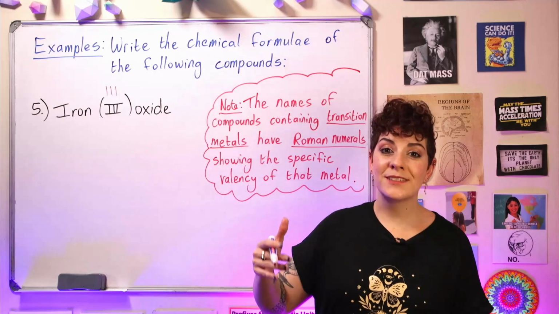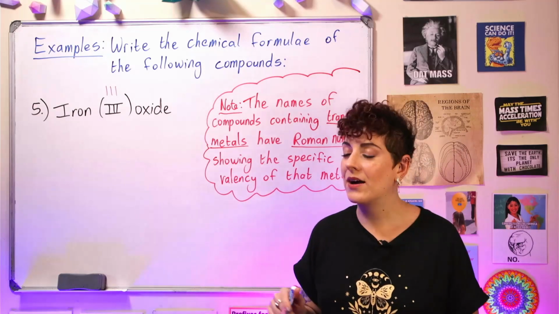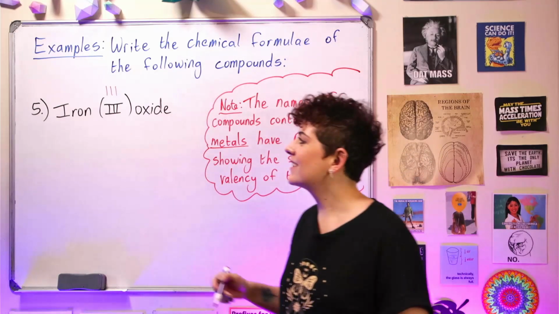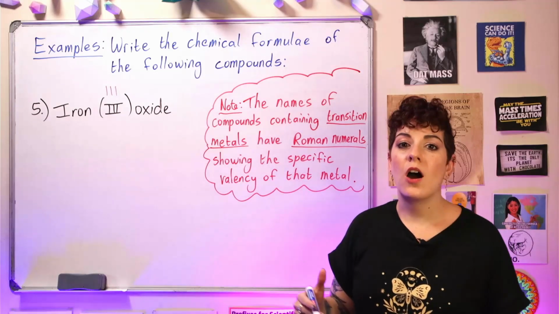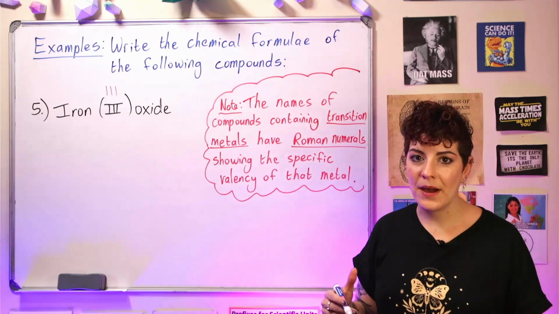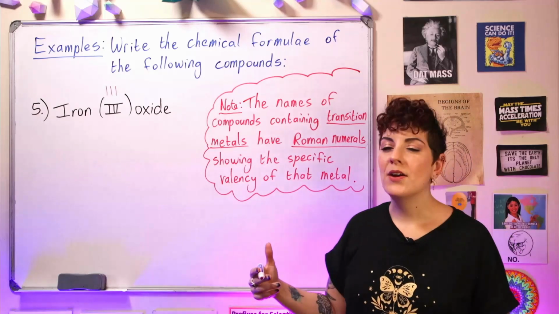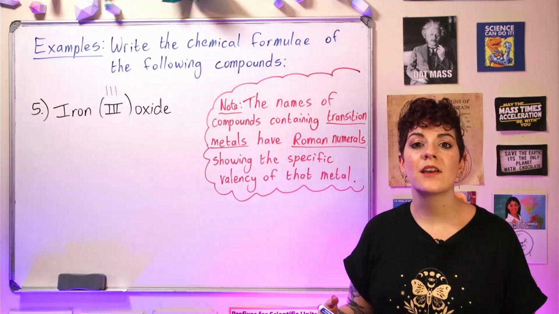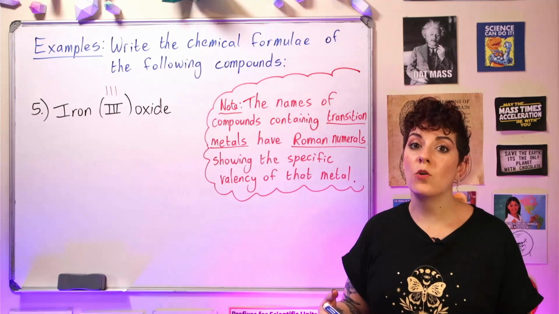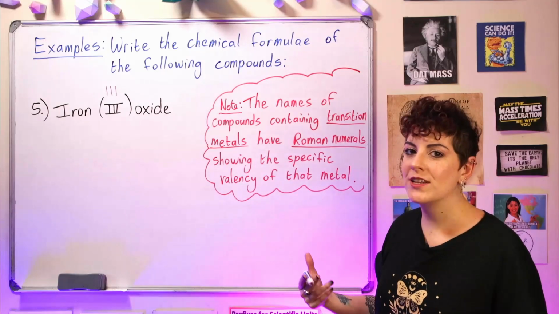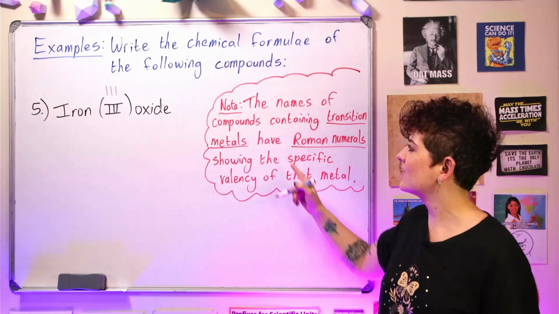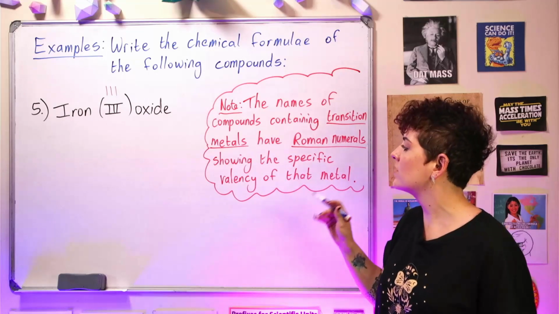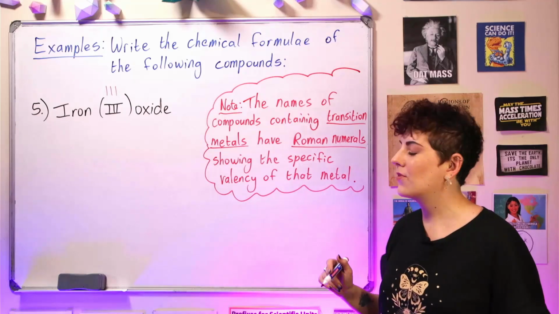So to show the specific charge of the iron in this compound, we show it with a Roman numeral. So the Roman numeral in brackets indicates the valency or charge of a transition metal in a certain compound. It only gives the number, so it doesn't give the sign, because all of our transition metals are indeed metals, and so students need to know that their charges are always going to be positive. I've also reiterated this point in red over here, and I said, note, the names of compounds containing transition metals have Roman numerals showing the specific valency of that metal.